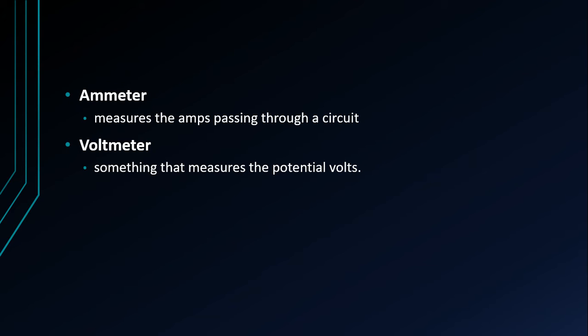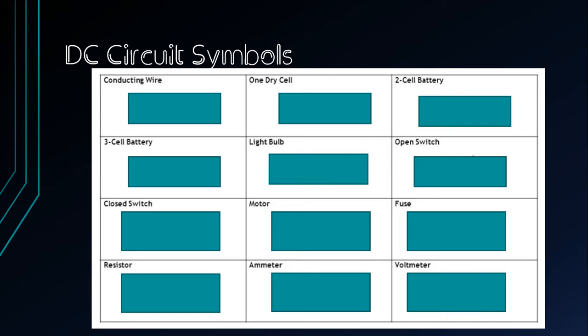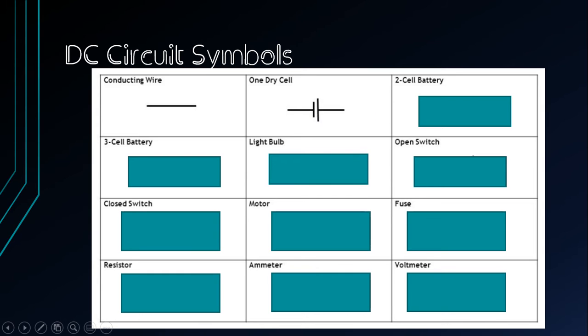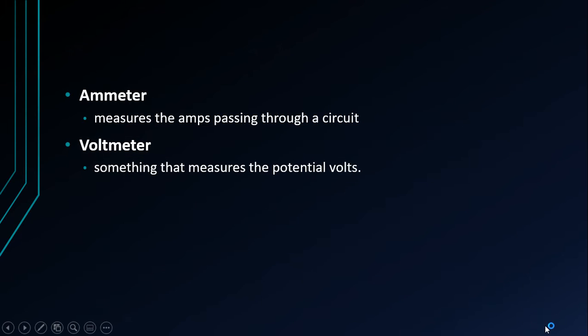And the last two are the ammeter and the voltmeter. An ammeter measures the amps passing through a circuit, and we saw what it looked like in our little activity here, kind of like this. Or it'll have a V on it. And a voltmeter measures volts. Ammeter measures amps, voltmeter measures volts.